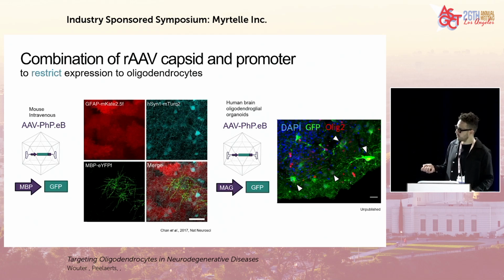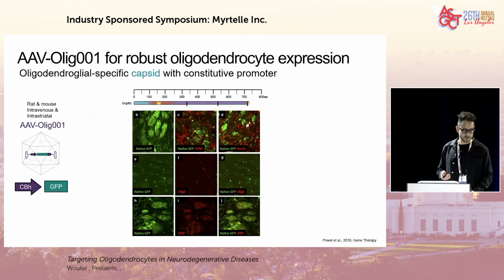And so again, I think you can appreciate that by using the MAC promoter here, we can again restrict expression to those oligodendrocytes. And in human oligodendroglial myelinating cells, we also know that this specific system works efficiently and that we can target these cells in this particular setup.